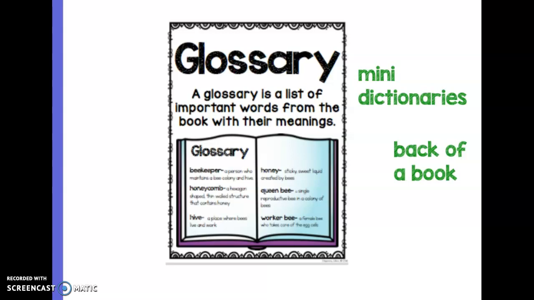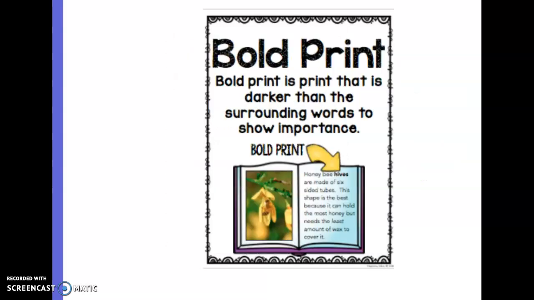The next text feature we're going to talk about is kind of related to a glossary. This text feature is called bold print. Bold print is print that is darker than the surrounding words to show importance. As you can see, this word hives is standing out to show that it's an important word.